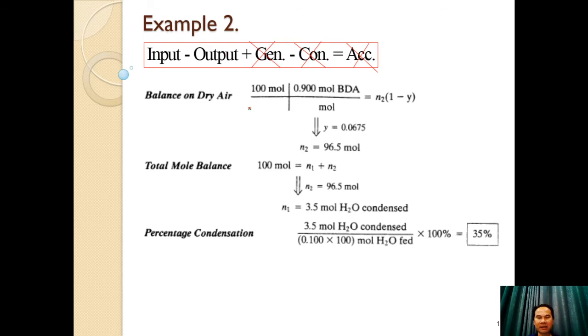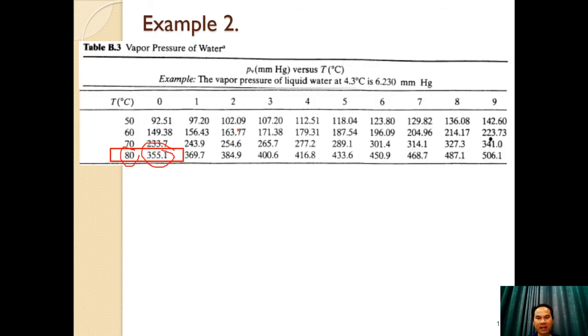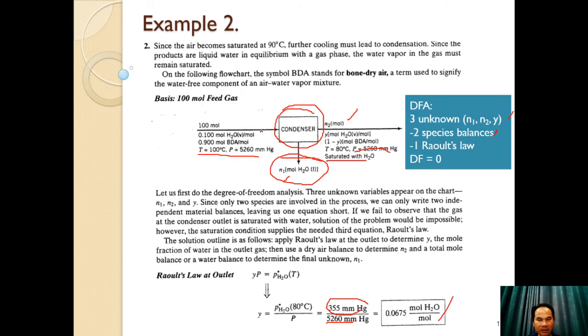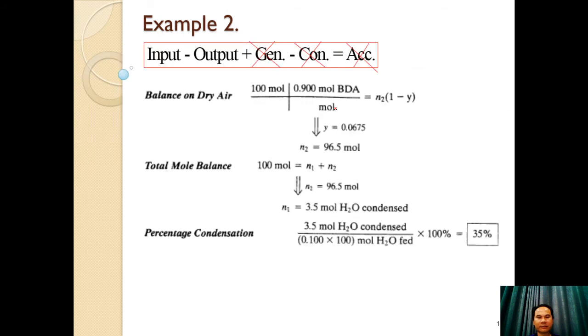The first step, we balance on the dry air. What is the dry air input? Dry air input is 0.9 multiplied by 100 moles. 0.9 mole dry air per mole total multiplied by 100 moles total gives moles of dry air. And the output has only one, 1 minus Y multiplied by N2. You know Y, so you can solve for it. 100 moles total multiplied by 0.9 mole dry air per mole total gives moles of dry air equal to N2 multiplied by 1 minus Y. You know Y, you can solve for N2 equal to 96.5. And then the next step, we make the total mole balance. The total mole balance is input equals output.